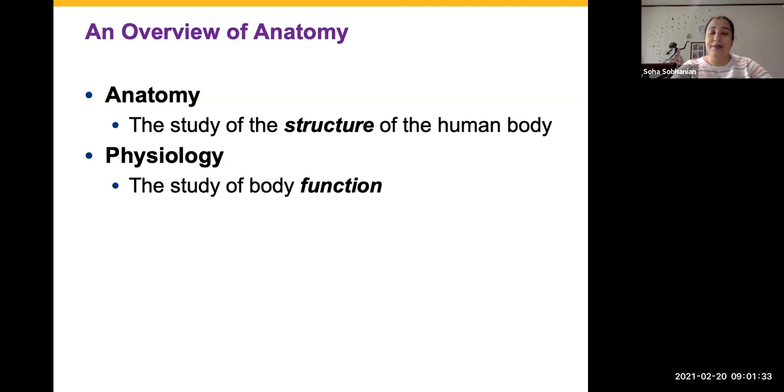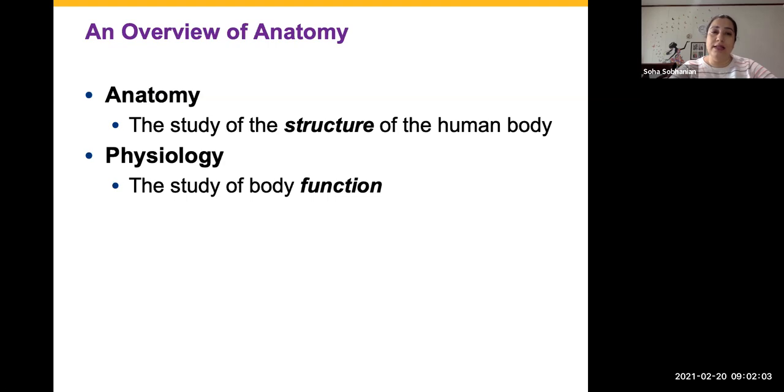On the other hand, physiology is all about how things work, so function. When I talk about the physiology of the heart, I already assume that you know the heart has the following chambers. The goal of physiology is to say, how does your heart pump blood? How does your heart create electrical impulses? How does your heart create blood pressure?